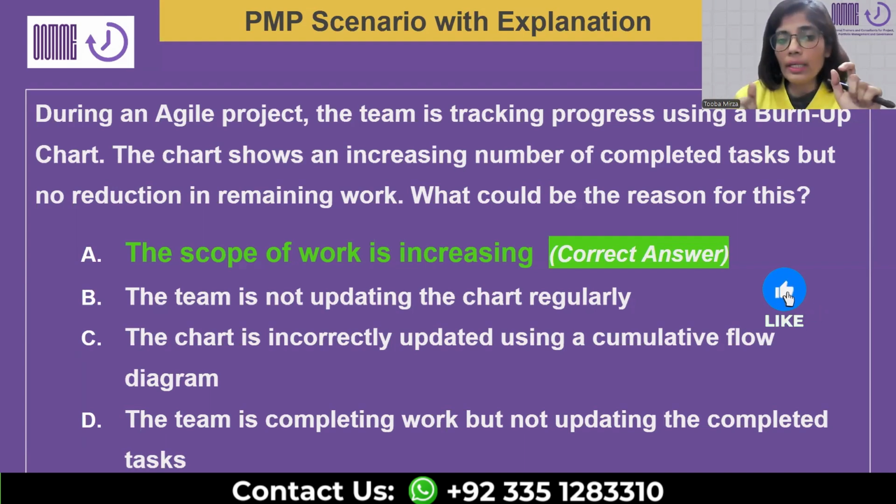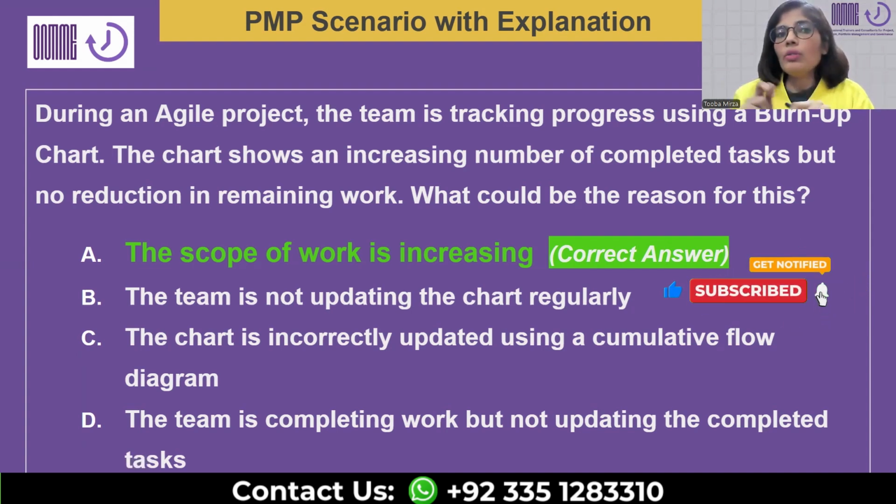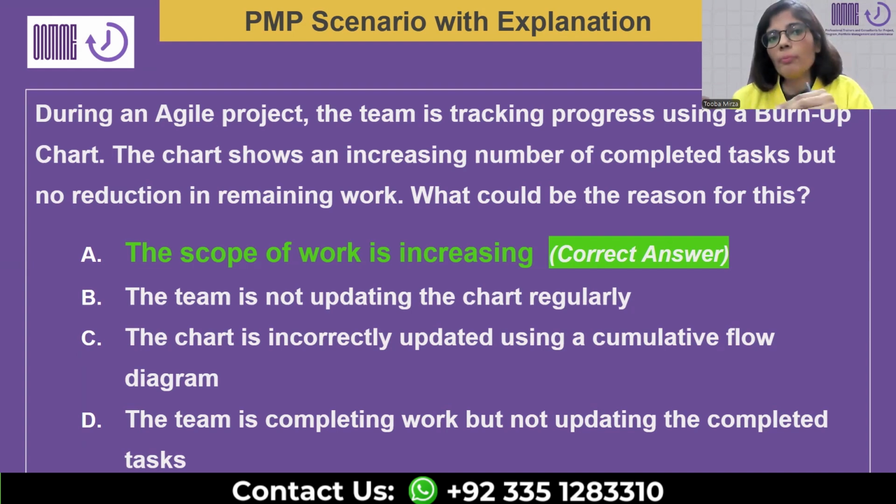And in some cases, it can stay constant as well, because you are not really adding further items, but the previously added items are creating an increase in the original expectations. It's not really reducing, but it's also not increasing. So the reason why it's happening is that the scope of work of your Agile project is increasing, which is the correct answer as well.